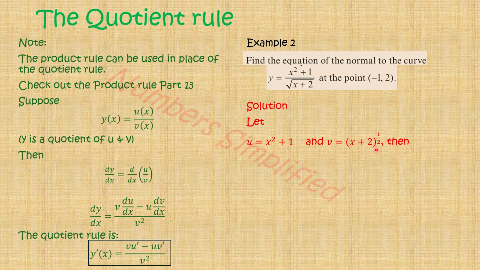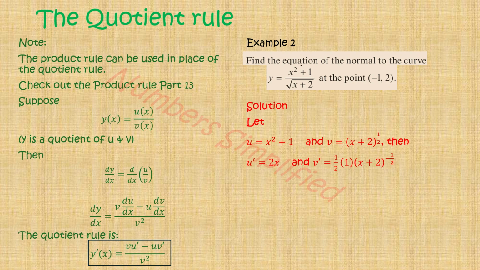Then this would imply that the first derivative, recall from the quick and easy substitution method that we covered in video part 12, this is how we get the answers. So u prime becomes 2x, which is the first derivative of x squared plus 1.